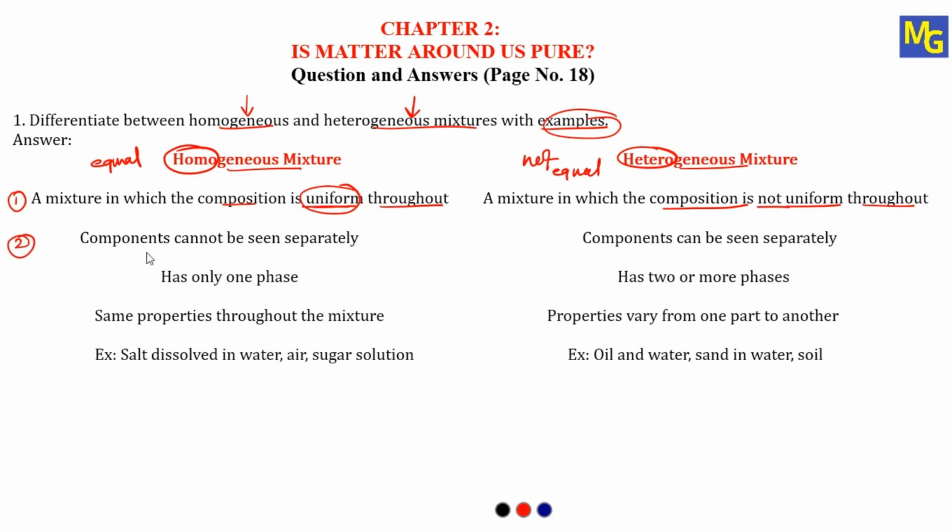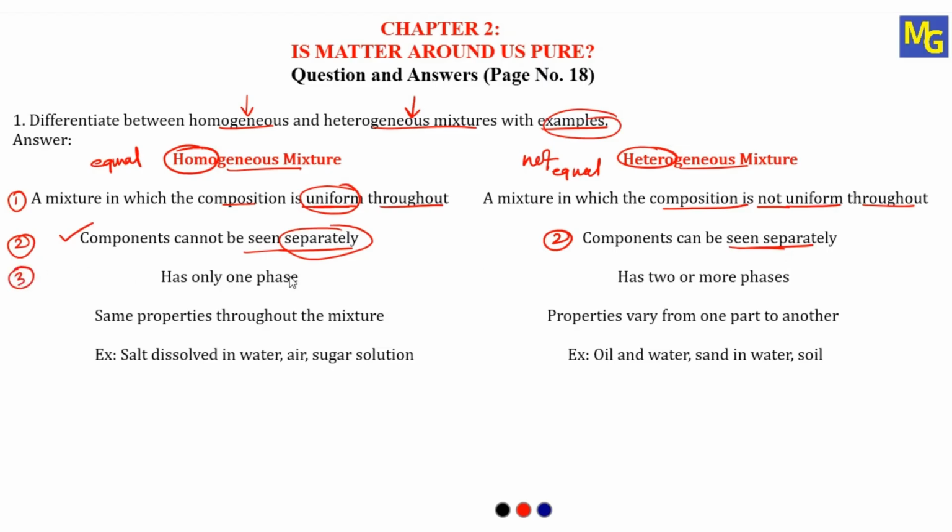Now we will see the second one, that is components can be seen separately. See here, sorry, components cannot be seen separately. In case of homogeneous, whatever components we have mixed, all will mix so clearly and so thoroughly, we cannot separate them. But in case of heterogeneous, components can be seen separately. We can see clearly how many components we have mixed in this heterogeneous mixture. By seeing examples, you will understand. But remember, in homogeneous, we cannot see all the components separately because they are completely mixed. In heterogeneous, we can easily distinguish how many components we have mixed into the mixture.